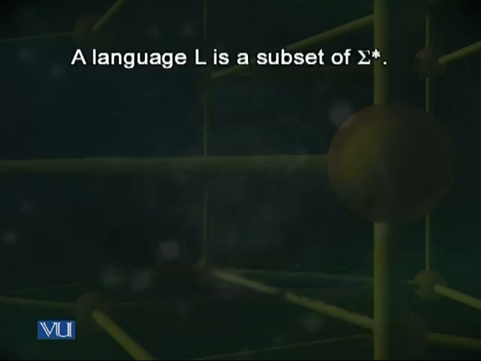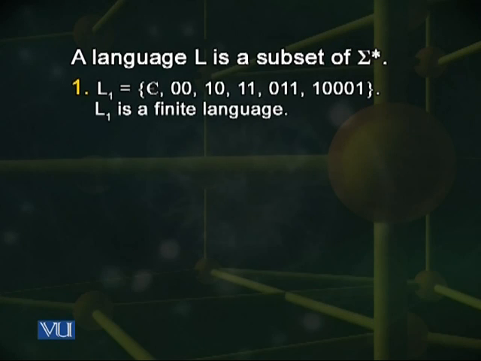Now we are going to start studying another very important concept, and that is the concept of a language. A language is just going to be a subset of sigma star. Let us look at 3 examples. The first example is the language L1, which consists of the following strings: epsilon, 0, 01, 011, 0111, 00001. L1 is a finite language.